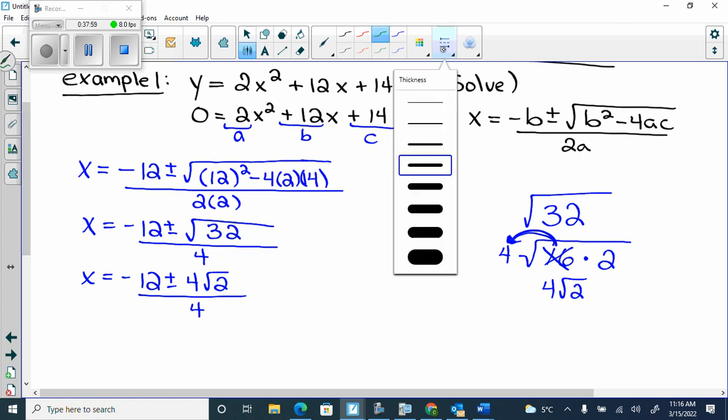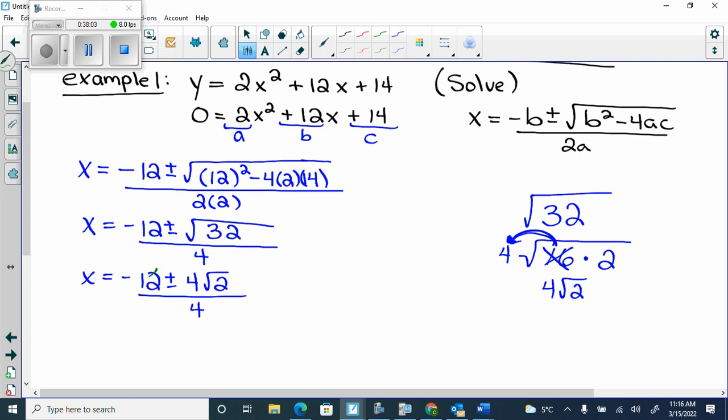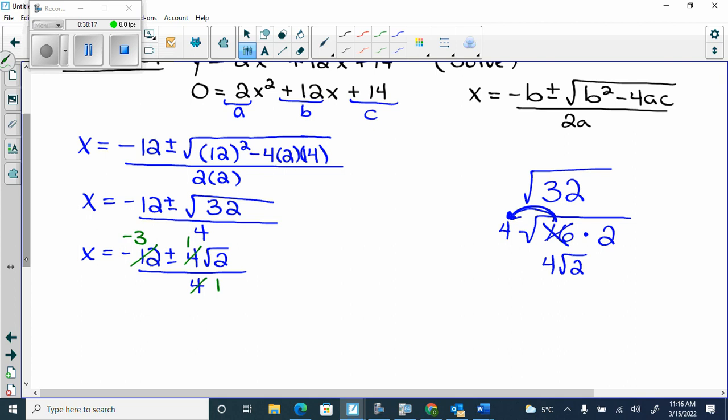So, I can take a 4 out of all 3 of these. And when I take out a 4, I'm actually doing division. Negative 12 divided by 4 is negative 3. 4 divided by 4 is a 1. 4 divided by 4 is a 1. Do I need to write a 1 if it's in the denominator and that's all that's left? No, every number is over 1.